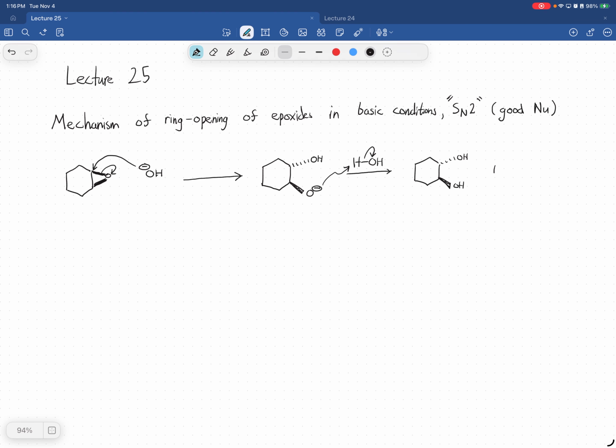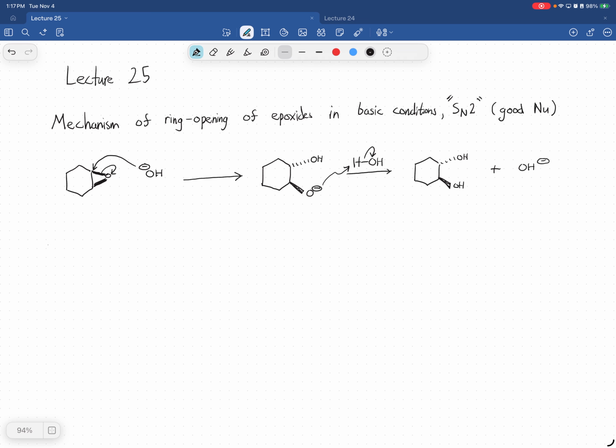All right, and then you get hydroxide as a byproduct of the last step, which is the donation of the hydrogen ion. Okay, so the mechanisms between acid and base are very similar. You're getting the same products pretty much, but if it's not symmetrical, you're going to get different what we call regioselectivity. So the nucleophile will add on one side of the epoxide versus the other. So it's not always the same.